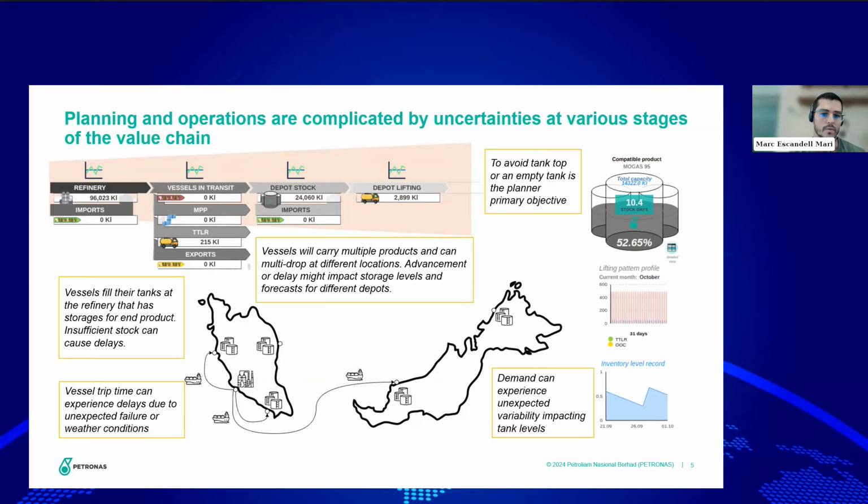Again, this is a challenge because of the uncertainties. Many of the uncertainties will come from delays in production, for example, or changes in the production at the refinery side. Then there are also vessel delays, or advances, normally delays, which can affect the inventory at the depots.